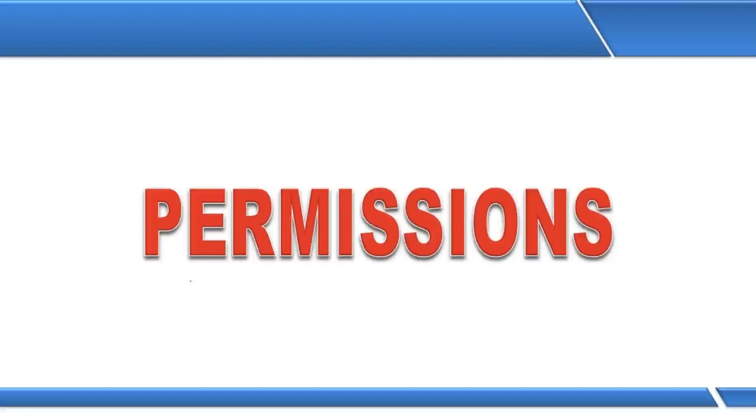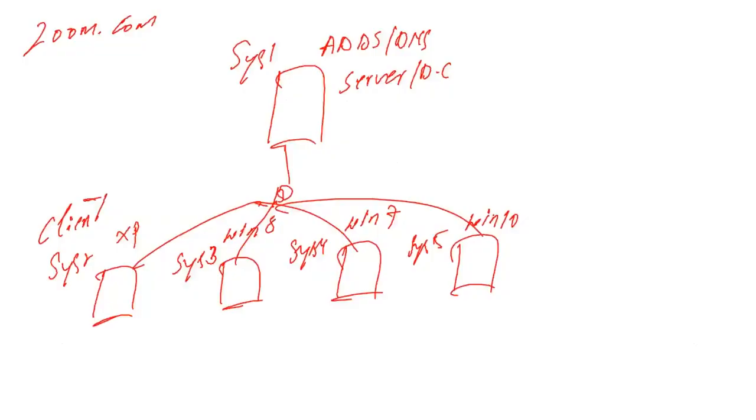So what is the meaning of permission? Permission means you can allow the user to access the resources, or you can deny the user access to the resource. That is called what here? Permission. So you can see, right now I am working on the domain model.